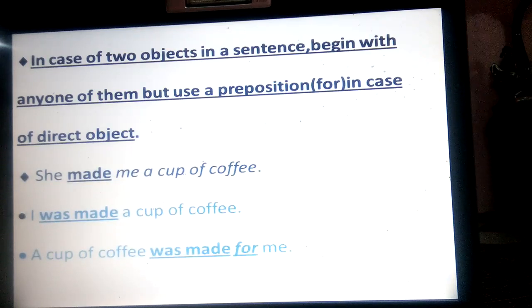Example: She made me a cup of coffee. I have two objects here, me and a cup of coffee. If I begin with I, the passive of made is was made a cup of coffee. So I was made a cup of coffee is the passive of she made me a cup of coffee.